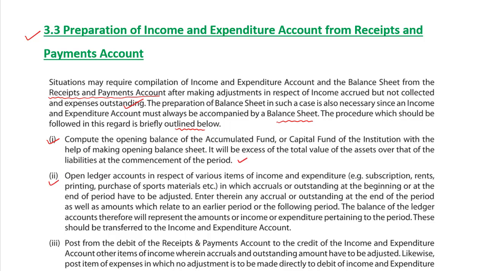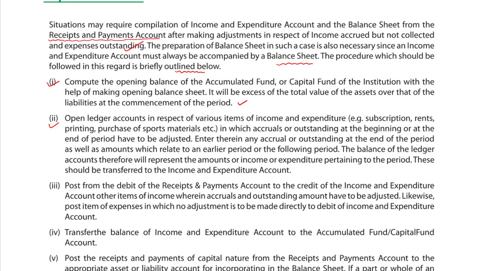Next, open ledger accounts in respect of various items of income and expenditure, that is subscription, rent, printing, purchase of sports material, etc., in which accrual or outstanding at the beginning or at the end of the period have to be adjusted. Enter therein any accrual or outstanding at the end of the period, as well as amounts which relate to an earlier period or the following period. The balance of the ledger account, therefore, will represent the amount of income or expenditure pertaining to the period. This should be transferred to the income and expenditure account.